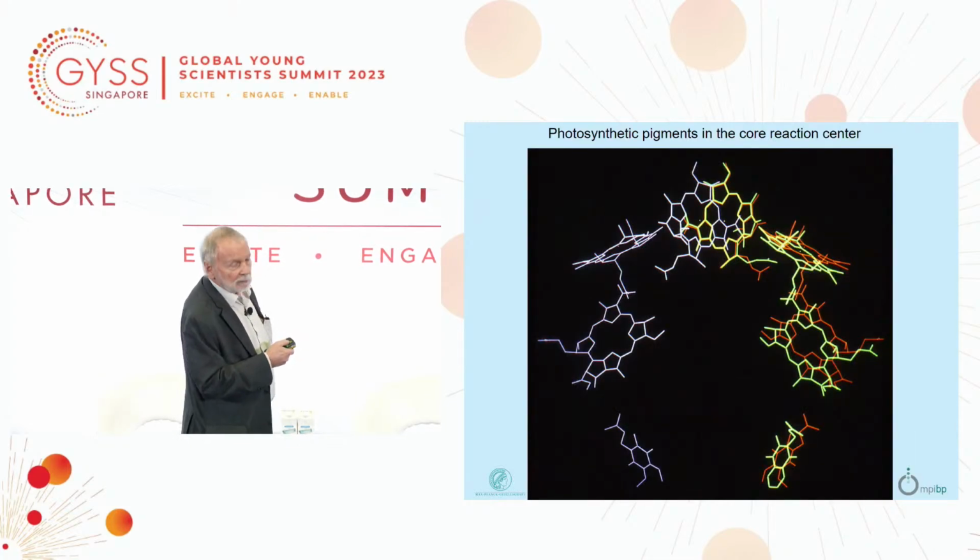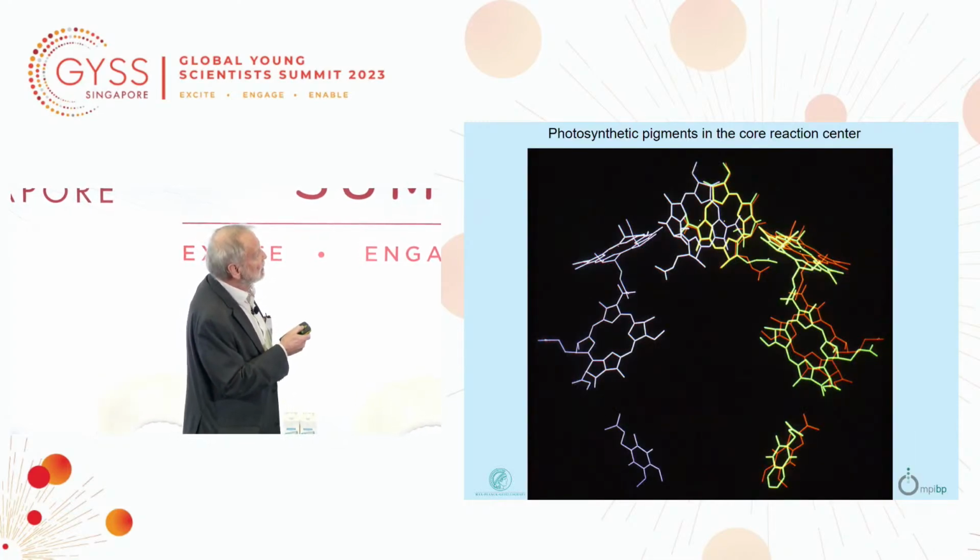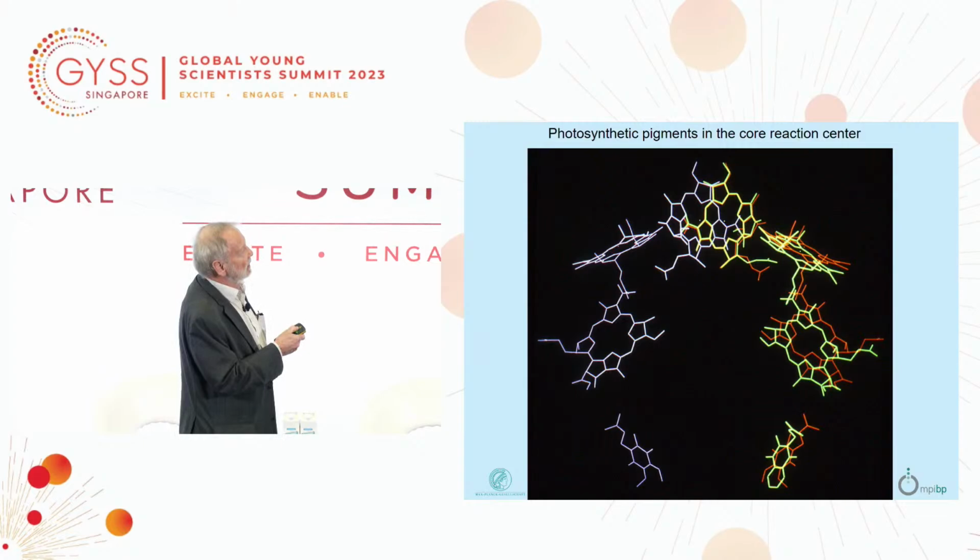If we look at the photosynthetic pigments, we have here the primary electron donor, which is also called the special pair. When it gets excited, an electron leaves the donor, jumps onto bacterial chlorophyll, then onto bacterial pheophytin, then onto the first quinone, and then onto the second quinone.